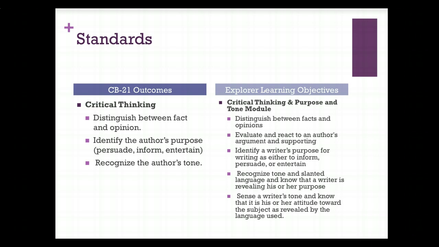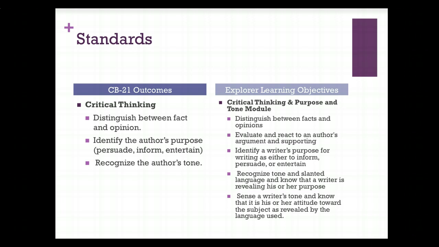For instance, CB21 critical thinking outcomes call for the student to be able to distinguish between fact and opinion, identify the author's purpose, whether it's to persuade, inform, or entertain, and recognize the author's tone. The Explore reading program teaches to the critical thinking outcomes as described by the CB21 reading rubric for a course two levels below transfer. The learning objectives for the critical thinking module clearly state that students will learn to distinguish between facts and opinions and evaluate and react to an author's argument and supporting evidence.